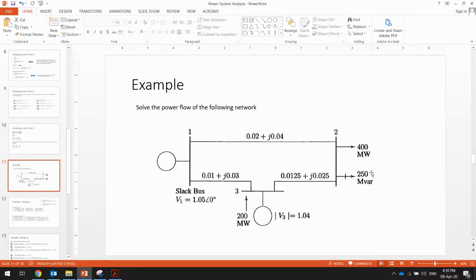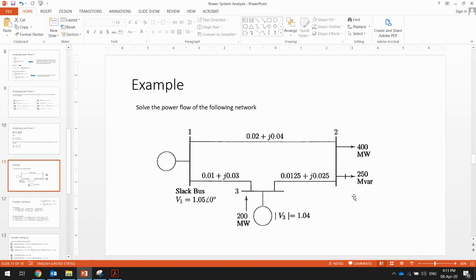So the objective of the solution over here is for us to identify P1 and Q1 and also Q3, because they are the missing part here. They are the power flow that we are trying to find, whether they are injecting into the network or coming out from the network. But to solve for P1, Q1, and Q3, we are going to use other information. We are going to solve for other information, and in turn, the solution of that will help us to determine the missing P1, Q1, and Q3.